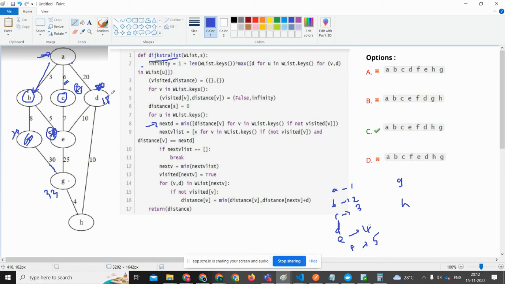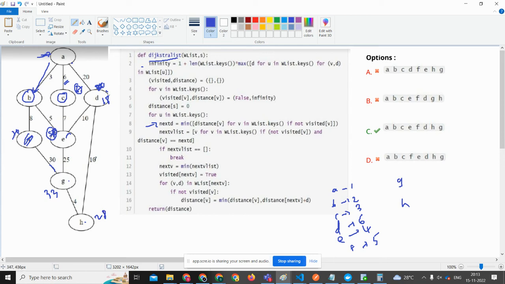So now what are you left with? 18 and 33. Everything else is already visited, right? So we'll go to 18, which is going to be the sixth one. Now we are here at 18 and we explore this. E has already been visited. And for H we need to update it as 28, right?